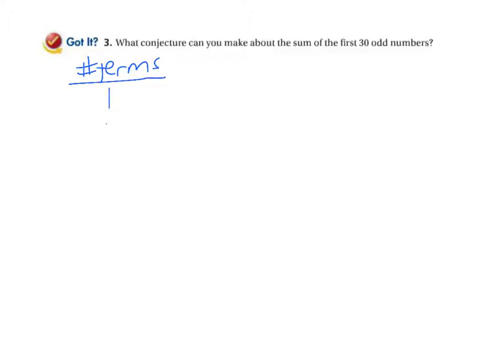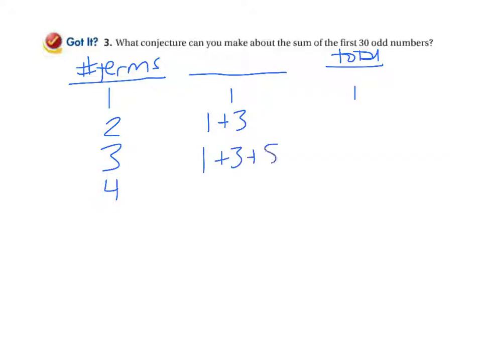And so you'd say 1, 2, 3, 4. And then you need a column where you are adding these up. So one odd number is just 1. So this is my total over here. 1. But if I had 2 odd numbers, that'd be 1 plus 3. 3 odd numbers would be 1 plus 3 plus 5. You finish out the total and come up with a pattern and see if you can answer the question of what's the sum of the first 30 odd numbers. Go ahead and take a minute to pause the video.